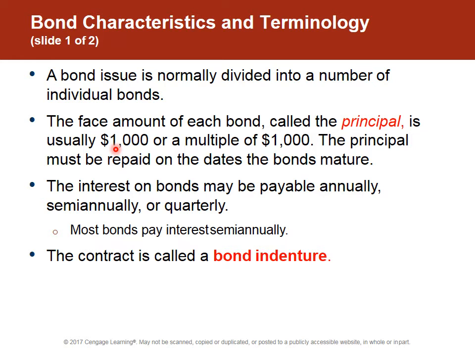The bonds have to be repaid on the date the bond matures, the full $1,000. So regardless of how much the bond sells for, this $1,000 is going to be returned to the bondholder. The interest is paid annually, semi-annually, or quarterly, but we're going to be talking about semi-annual interest in our textbook introductory course. And there's a contract, and it's called the bond indenture.